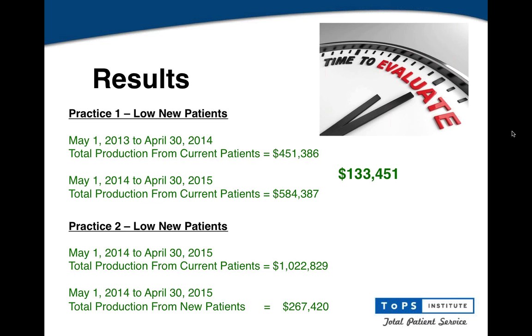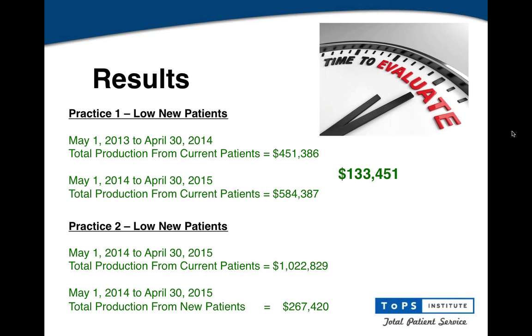Where do you start? Well, I wanted to start with results. So instead of telling you and showing you what to do, I want to start right off the top with the results. So what we're looking at right here, we were able to do some evaluations, run some reports, do some digging in our dental software. And these are 2 practices that I work with here in the Dallas area.